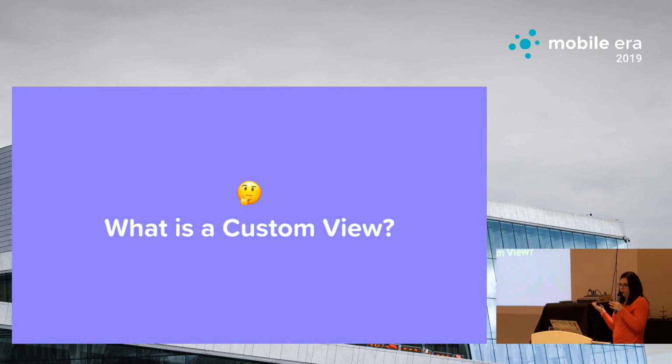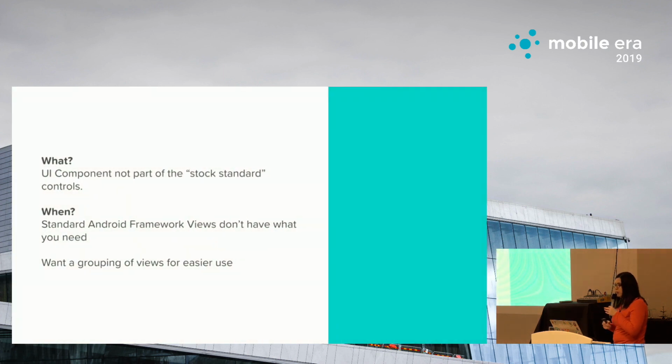So what is a custom view? Let's start there. A custom view is basically a UI component that is not part of the stock standard controls that we find with Android, like the material design components, such as an EditText or a TextView. You typically want to create a custom view when the standard Android framework views just don't cut it for you. So maybe you have a designer that's designed this beautiful bar chart or something really custom, and you just know when you look at that design, you're like, nope, this is nothing that exists already.